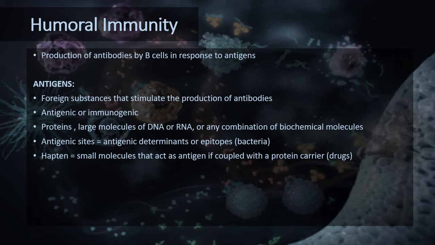For epitopes or antigenic sites, these are the determinants that show a substance is non-self or foreign. So a bacteria is a mosaic of antigenic sites or determinants. In the case of haptens, these only act as antigen when coupled with a protein carrier. An example would be drugs or medications. This would also explain why there are persons allergic to a specific drug or medication, since the body produces antibodies against it.